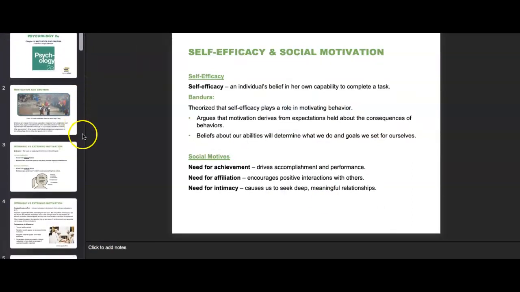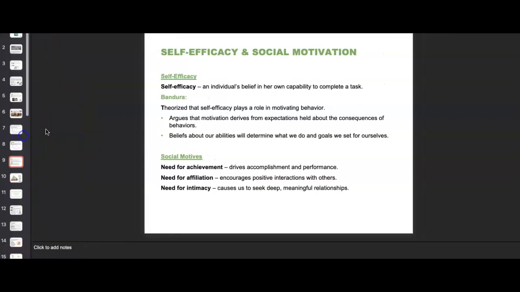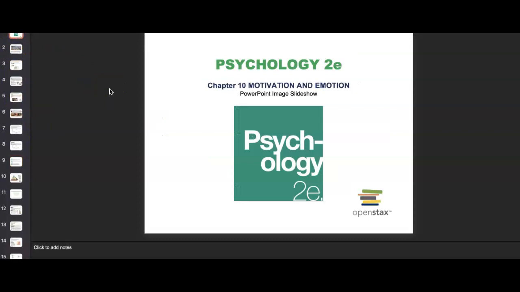Okay, so our second chapter of this week is chapter 10. Chapter 10 is all about motivation and emotion.